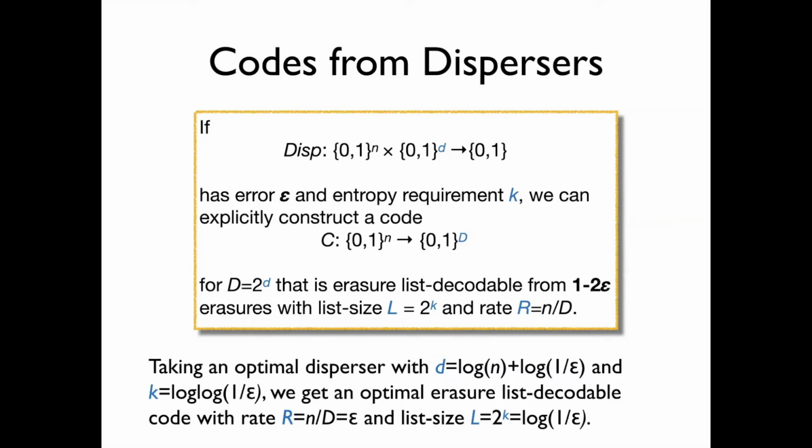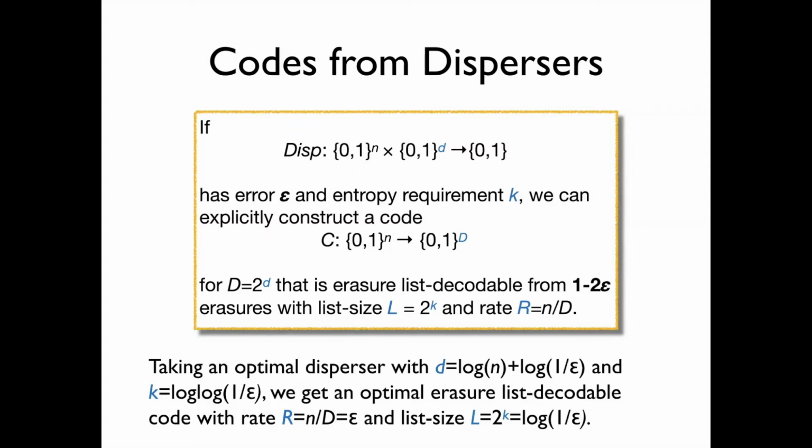And if you look at this implication, you'll see that taking an optimal disperser with D, which is log n plus log 1 over epsilon, and K, which is log 1 over epsilon, we get an optimal erasure list decodable code with rate epsilon and list size log 1 over epsilon. So this implication preserves optimality.